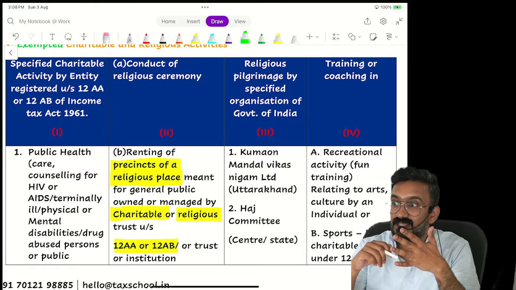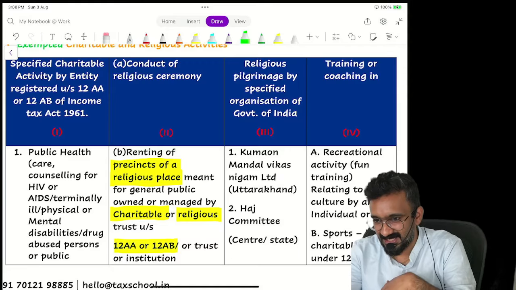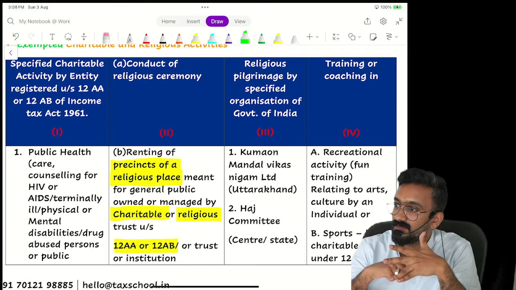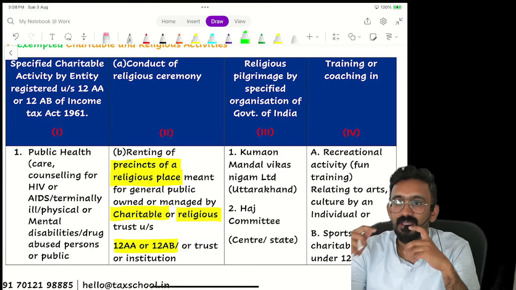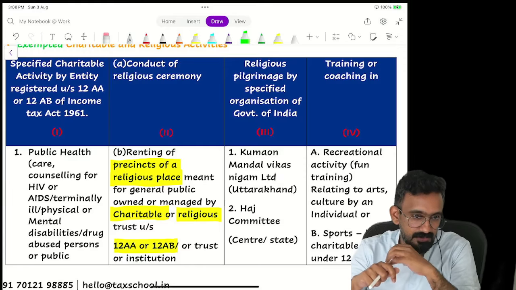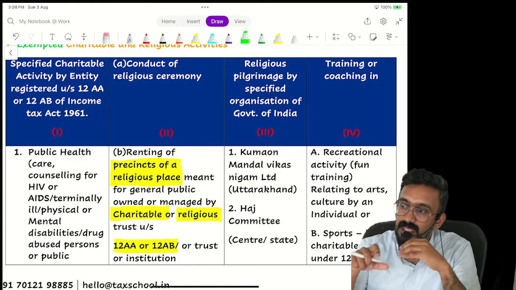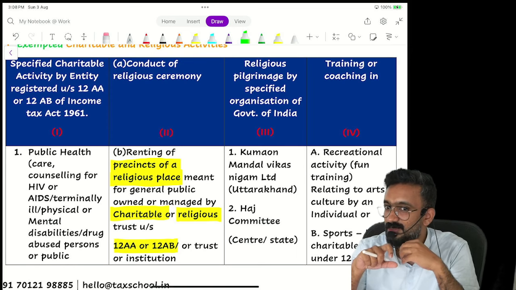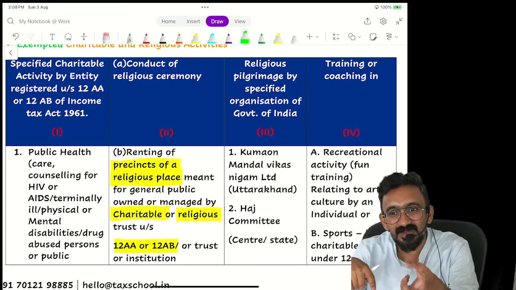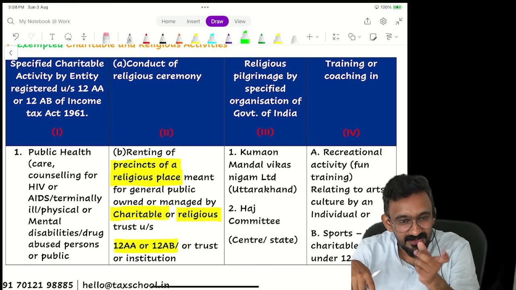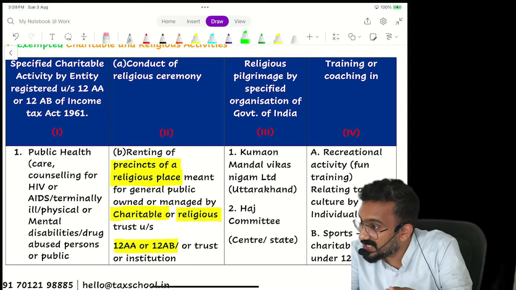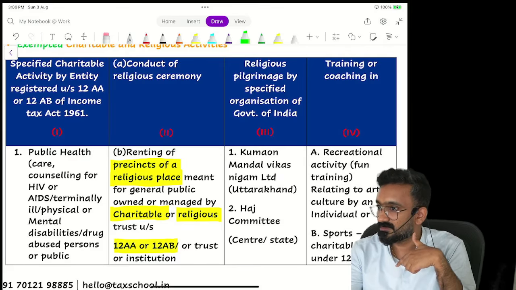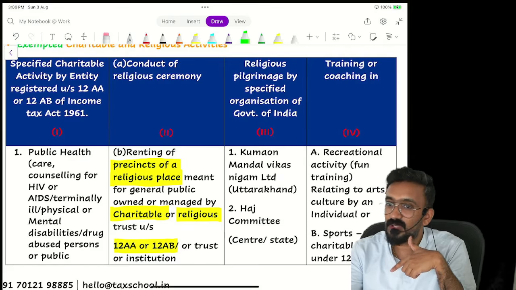Specified activity, which has to be religious pilgrimage. Second, specified supplier. Who should be the supplier? Government organization only. Now, with this interpretation, let me ask you a question. Are all religious pilgrimages exempted? No. Why? This is a combination. It should be specified activity and specified supplier. So will a religious pilgrimage done by a private organization be exempted? No. It has to be only these two organizations.